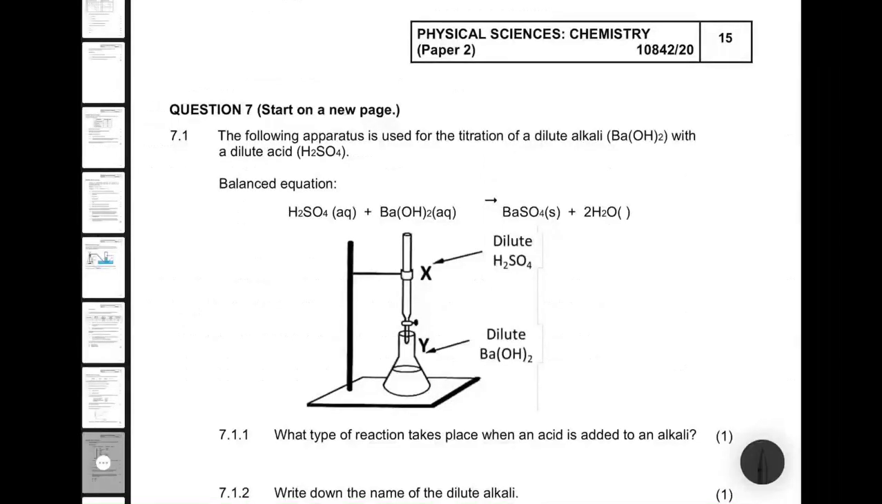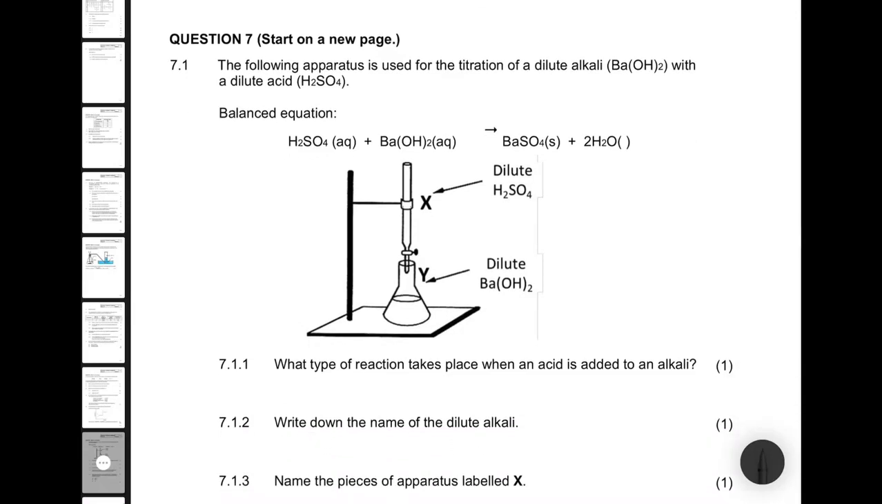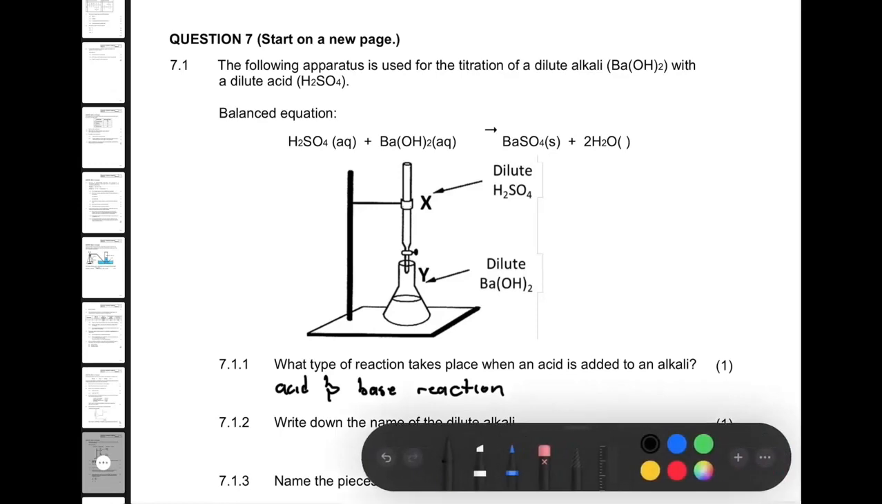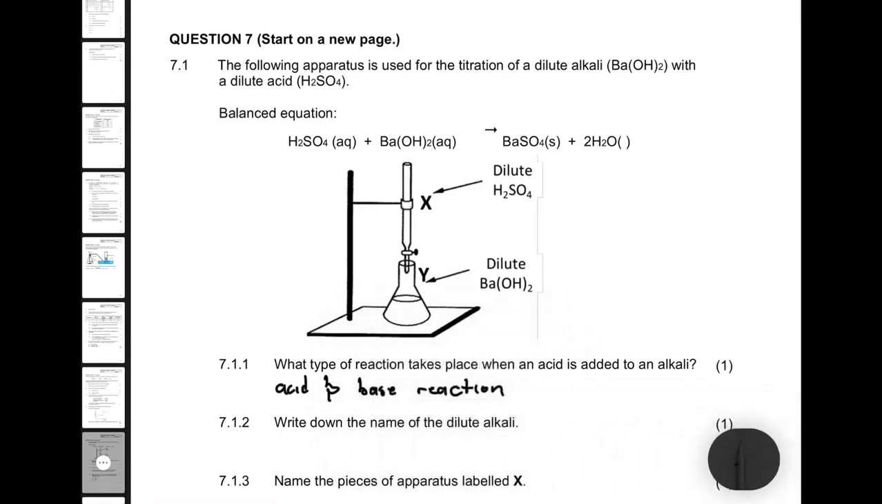The following apparatus is used for the titration of a dilute alkali with a dilute acid, and we're given a balanced equation. And 7.1.1 says, what type of reaction takes place when an acid is added to an alkali? An alkali is basically a base, right? So we have an acid and base reaction. So 7.1.1: acid and base reaction. Another name for an acid and base reaction is neutralization, right? So you can write acid and base, or you can write neutralization.